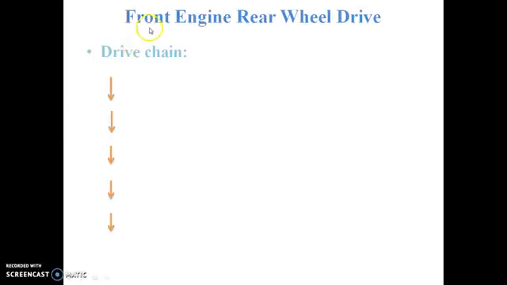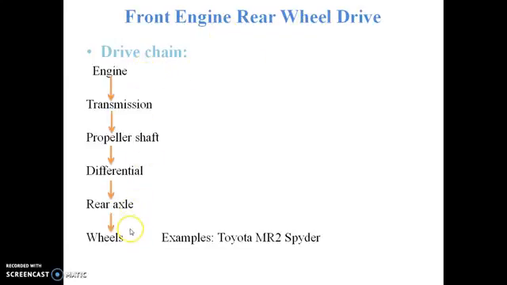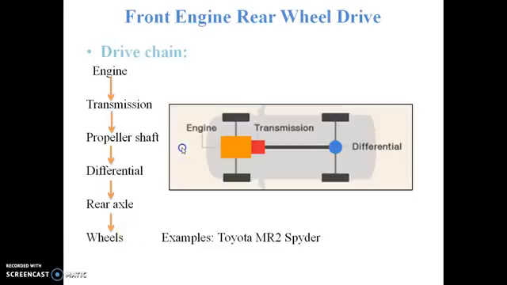So in this case, the engine is mounted at the front axle, whereas the power is to be transmitted to the rear wheel. So this is the particular drive chain for the front engine, rear wheel drive. In this case, the power is transmitted from engine to the transmission system. The transmission system mainly consists of clutch and the gearbox. Then from the transmission system, the power is transmitted to the propeller shaft to the differential, and from the differential it is transmitted to the rear axle and then to the rear wheels.